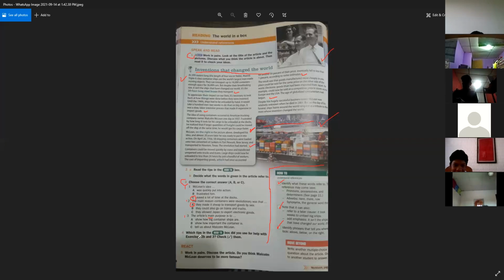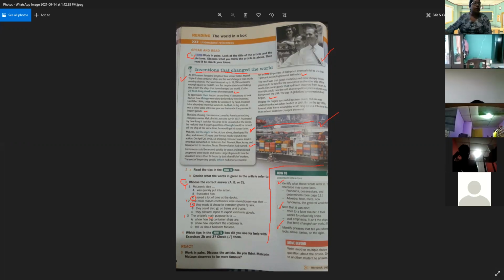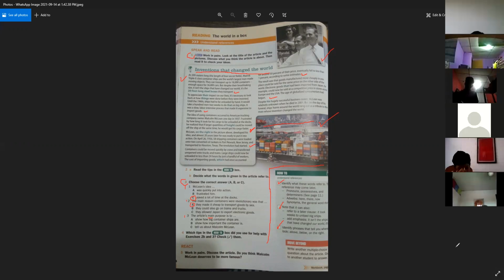Show how important the container is. Or tell us about Malcolm McLean. Laura, what do you think is the answer? La B. The letter B, exactly. Show how important the container is. El propósito principal es mostrarnos la importancia de los contenedores, ¿ok?